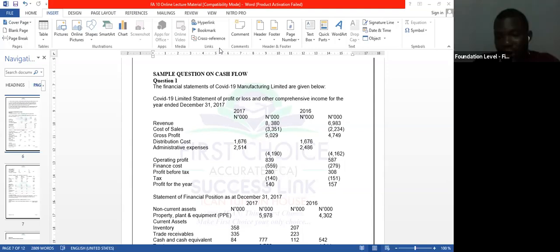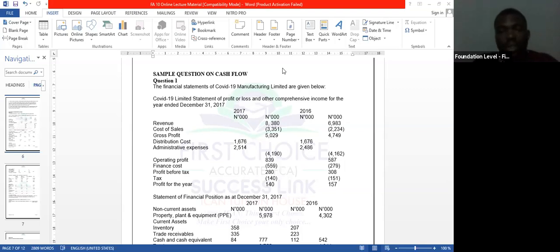So the last time we talked about the cash flow statement, where we were able to look at the theory aspect of it. Today we will be doing the calculation aspect of it. We have two types of preparing the cash flow statement, the direct method and indirect method, and I explained that. So today we will look at question one.